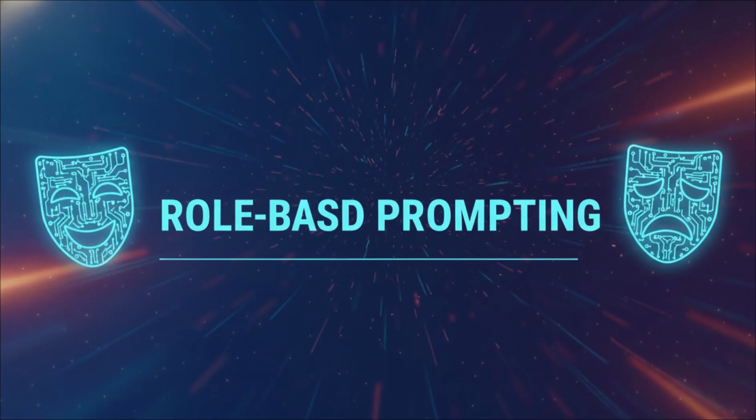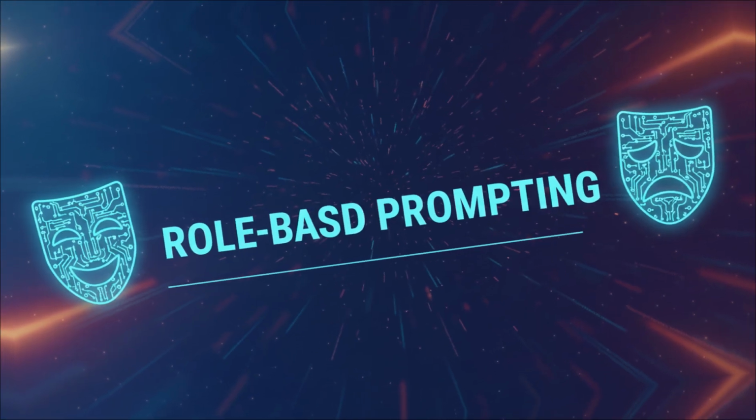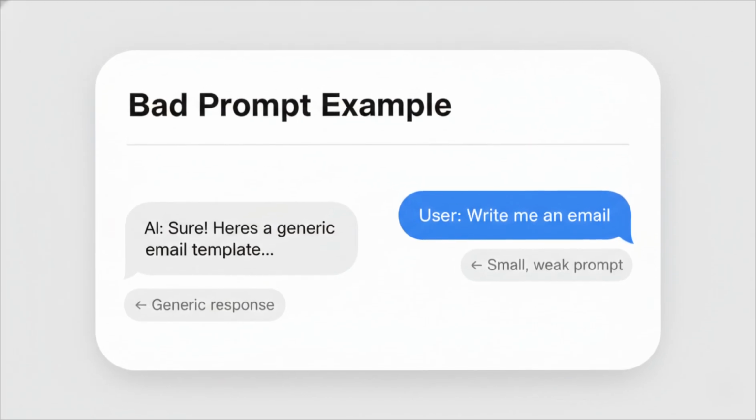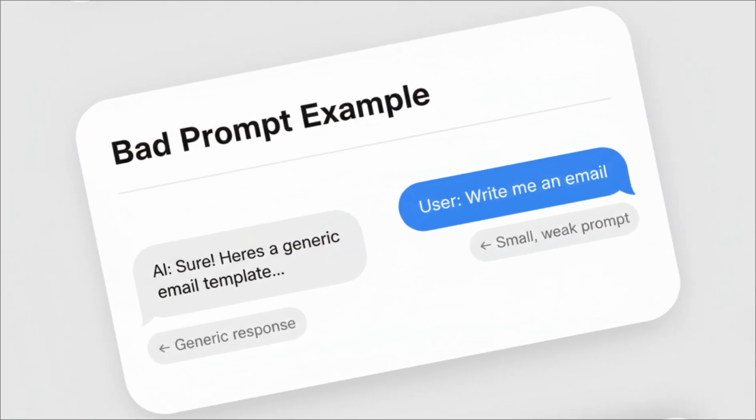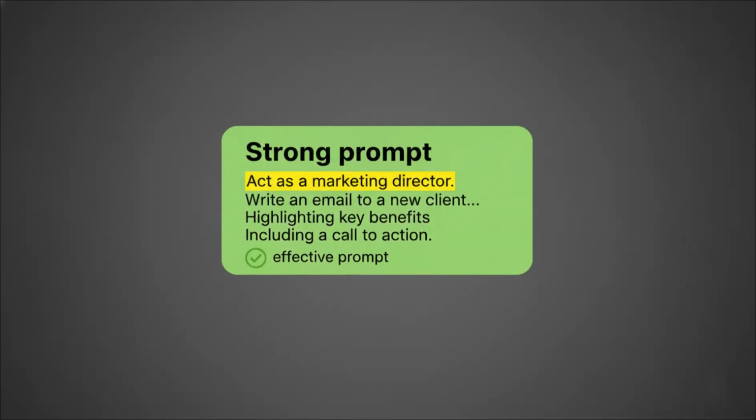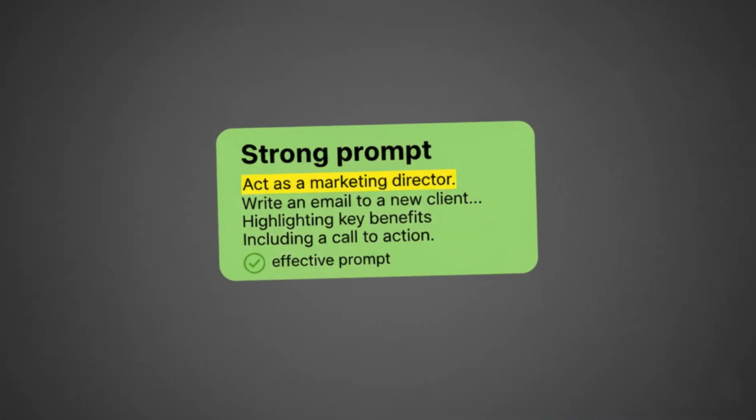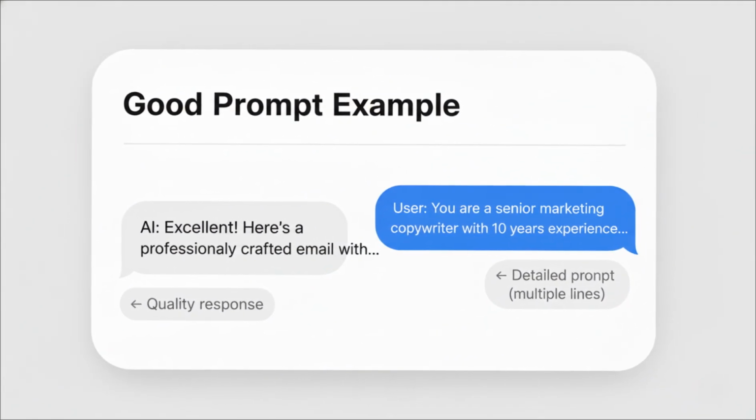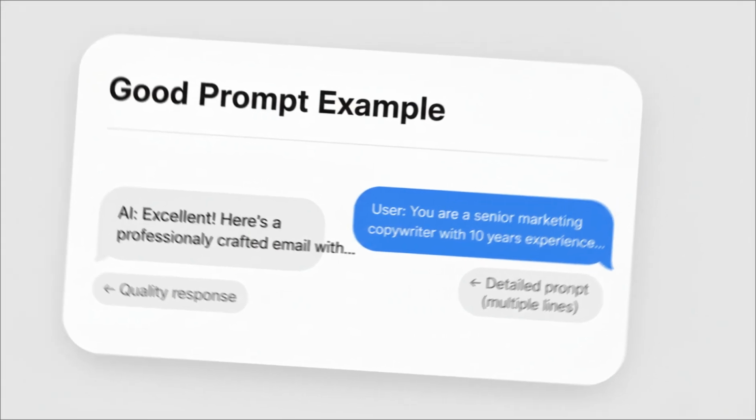Technique 1, role-based prompting. Here's what most people do. They ask AI, write a marketing email. And that's it. No context, no direction, just a vague request. Here's what professionals do. They assign AI a specific role with expertise. You are a senior marketing copywriter with 10 years of experience in email campaigns for e-commerce businesses. Write a promotional email for a weekend sale.